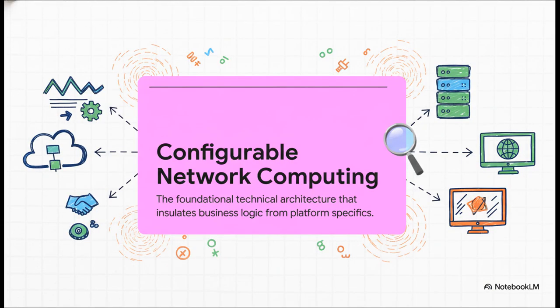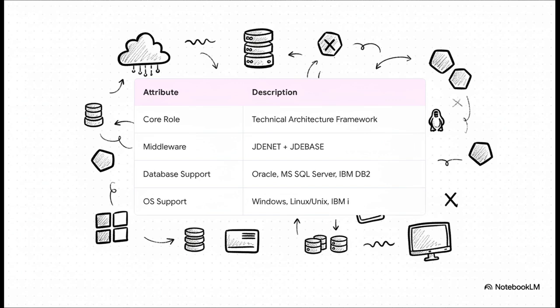Well, think of it like a universal translator. It lets JDE apps run pretty much anywhere without being rewritten. And this right here, this is CNC's superpower, flexibility. It's built to support all sorts of platforms.